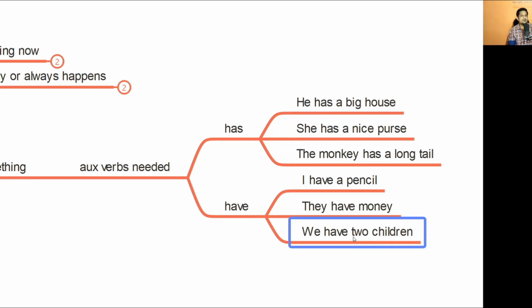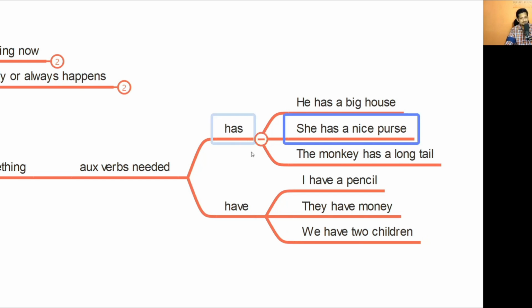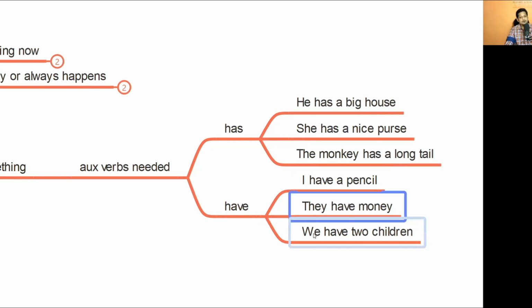I think you already know this, but maybe sometimes you might be getting confused about when to use has and when to use have. So you will use has when it is he, she, the, or it. Okay, and you will use have when you have I, they, or we. So please write 20 sentences, 20 examples on each of them. Okay, and take a screenshot and attach it with your assignments.